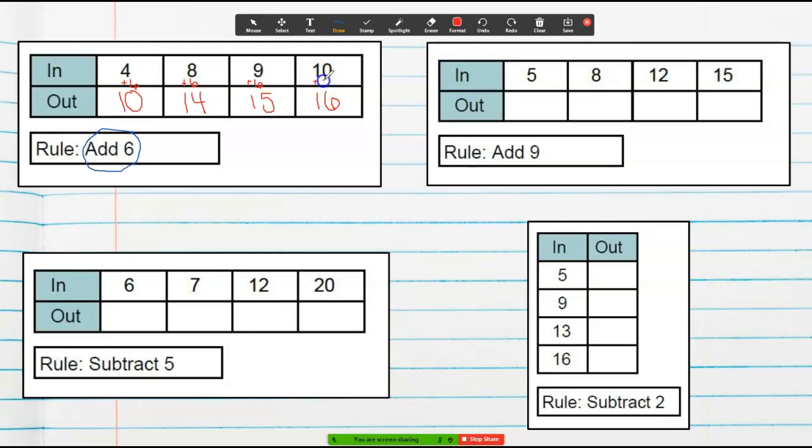Sometimes they give the rule, sometimes you have to find the rule. Down here, our rule is subtract 5. So notice it's not always going to be adding. I'm going to write my rule, subtract 5, and I know I'm going to be doing this to get from the in to the out. 6 minus 5 is 1. 7 minus 5 is 2. 12 minus 5, 5, 6, 7, 8, 9, 10, 11, 12 is 7. 20 minus 5 is 15.